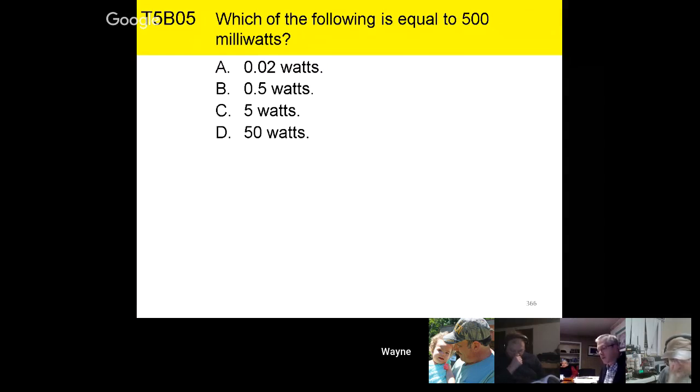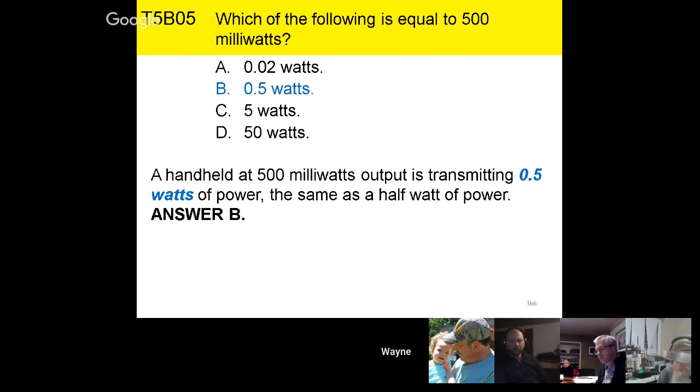Okay, which of the following is equal to 500 milliwatts? Remember, milliwatts is predominantly 1,000 watts, and we're looking at half of that. So we're looking at 0.5 watts, half a watt of power.